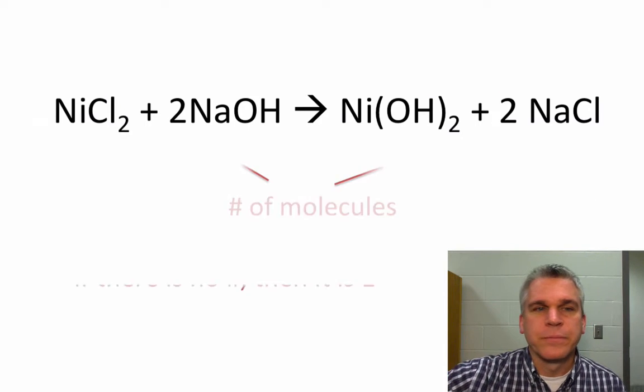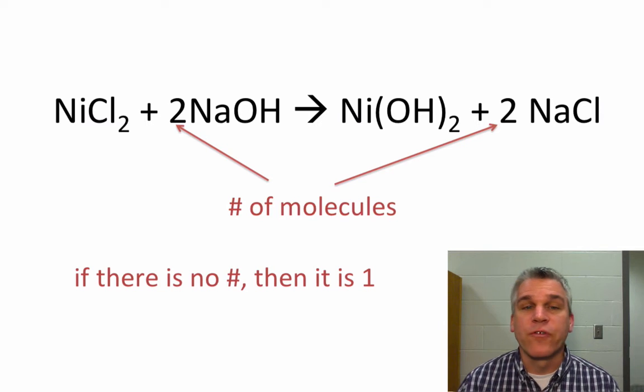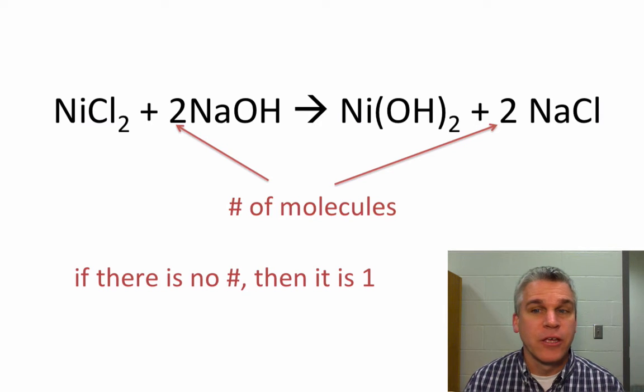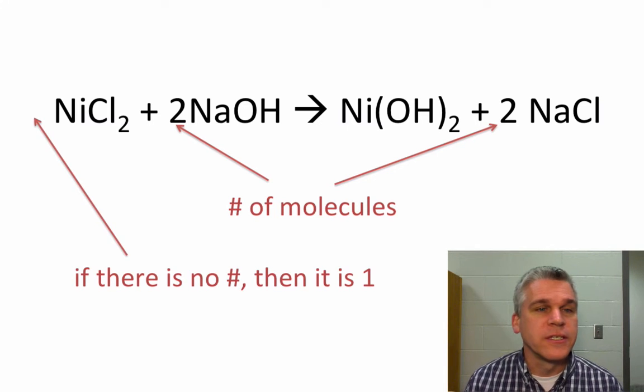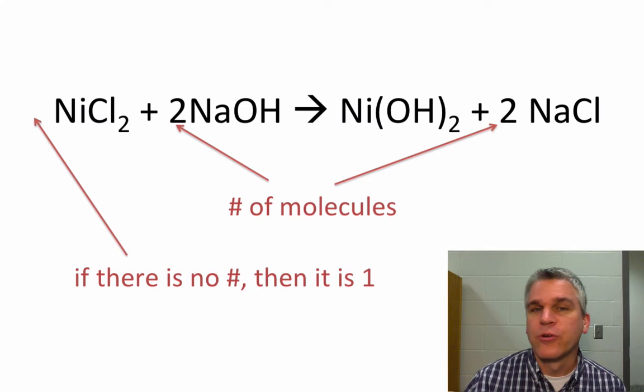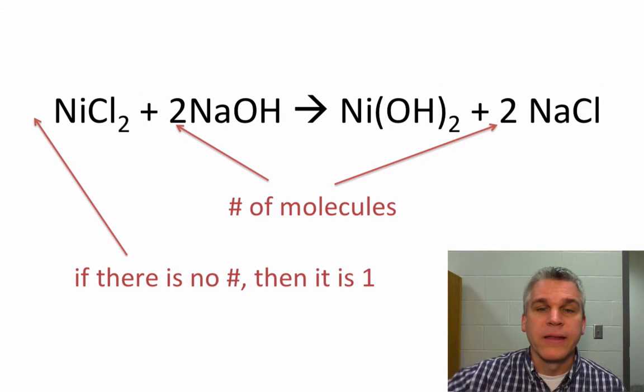Let's break this down. First of all, if we see a number in front of the molecules, that tells us how many molecules we have. So for instance, we have 2 sodium hydroxides, 2 sodium chlorides. If there is no number, then it's just a 1. So for instance, with the nickel chloride, there's no number in front of there, so we just assume that there's only 1 nickel chloride compound.